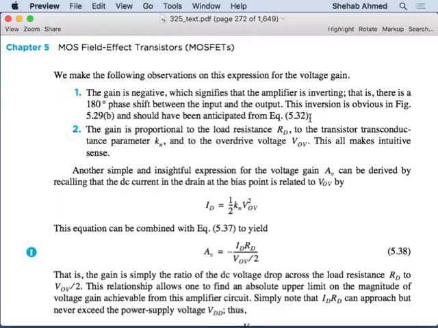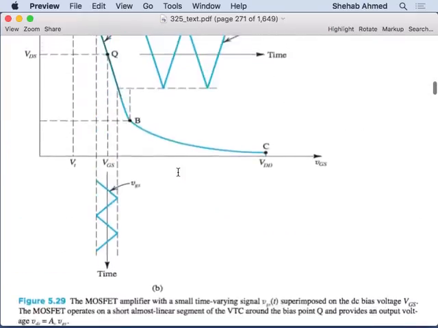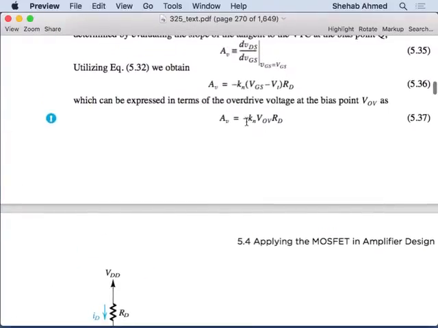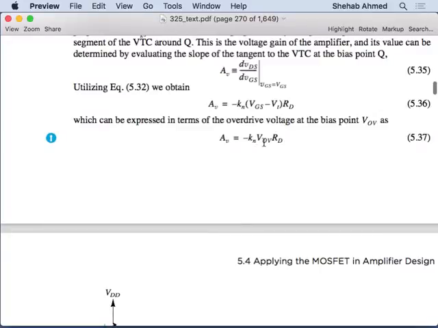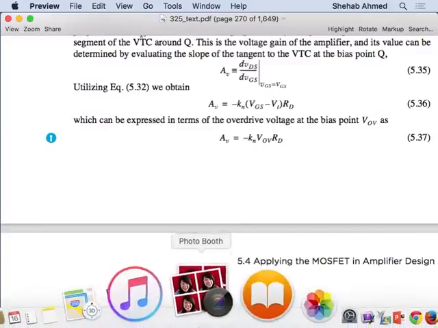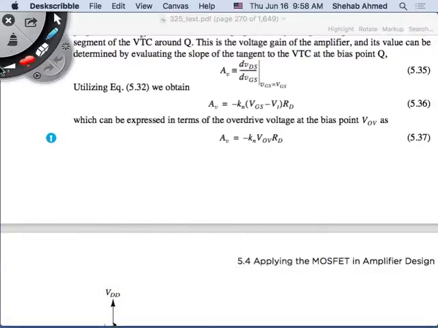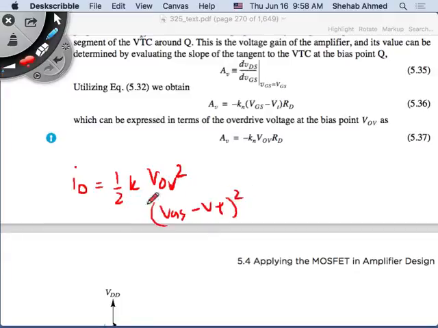They're just summarizing that here. What they also did was take the gain equation, which is minus gm VOV times RD, and then substitute for VOV. Remember, we know that the drain current is equal to half Kn times VOV squared. In saturation, VOV is VGS minus VT. So this is the equation for drain current in saturation mode.